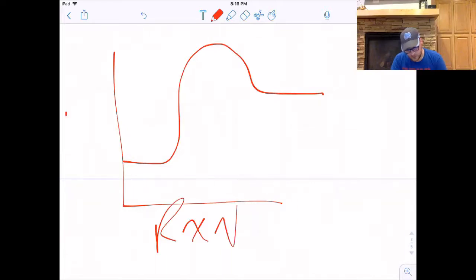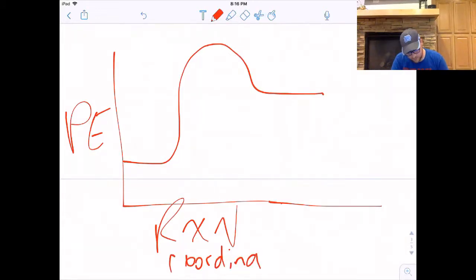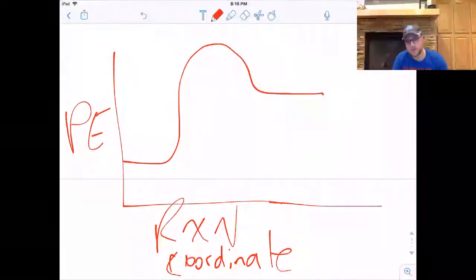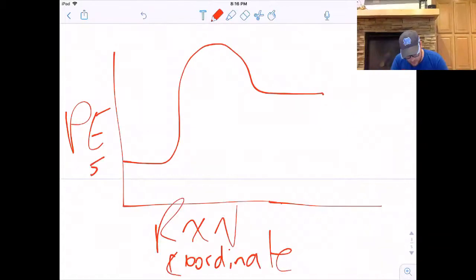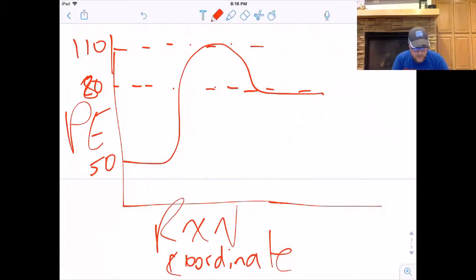Alright, so you're always going to see these graphs. Probably one of them on your Regents. Okay? So we got potential energy on the y-axis. I'll put some numbers here. 50, 80, 110. And that scale makes no sense. Just don't worry about it. What do each of these things represent? What is this?